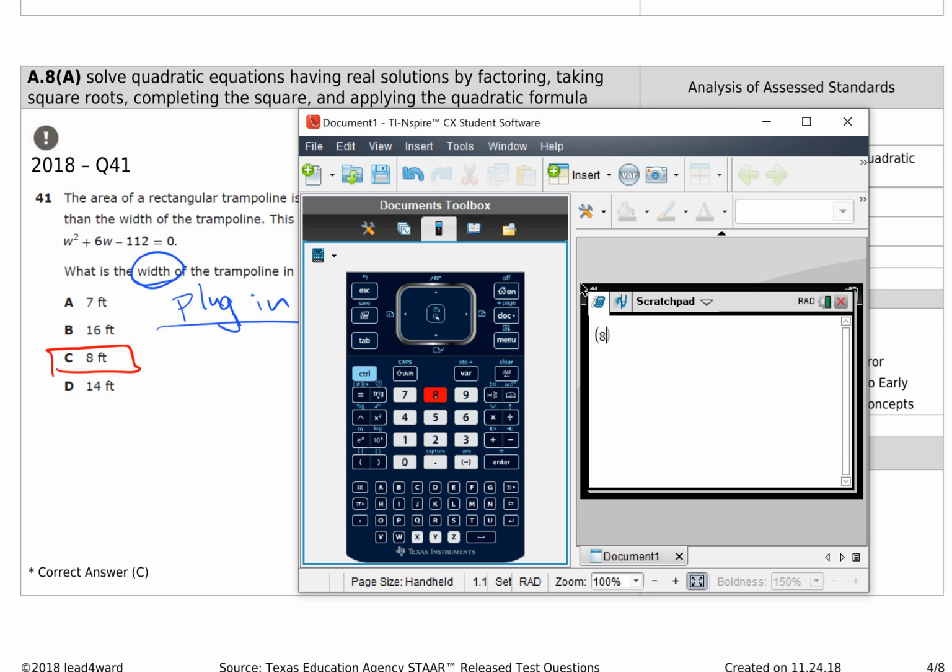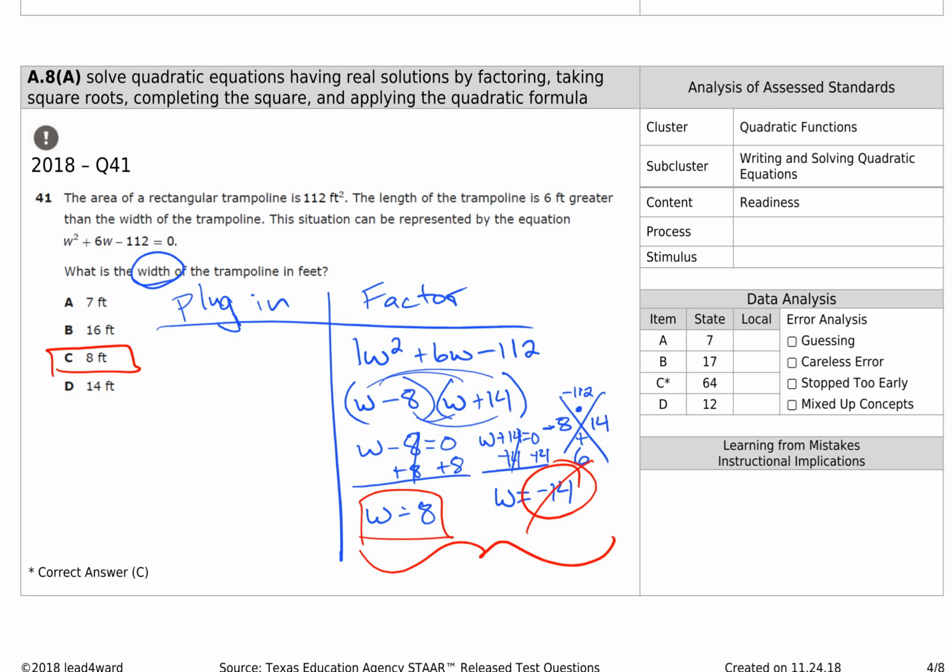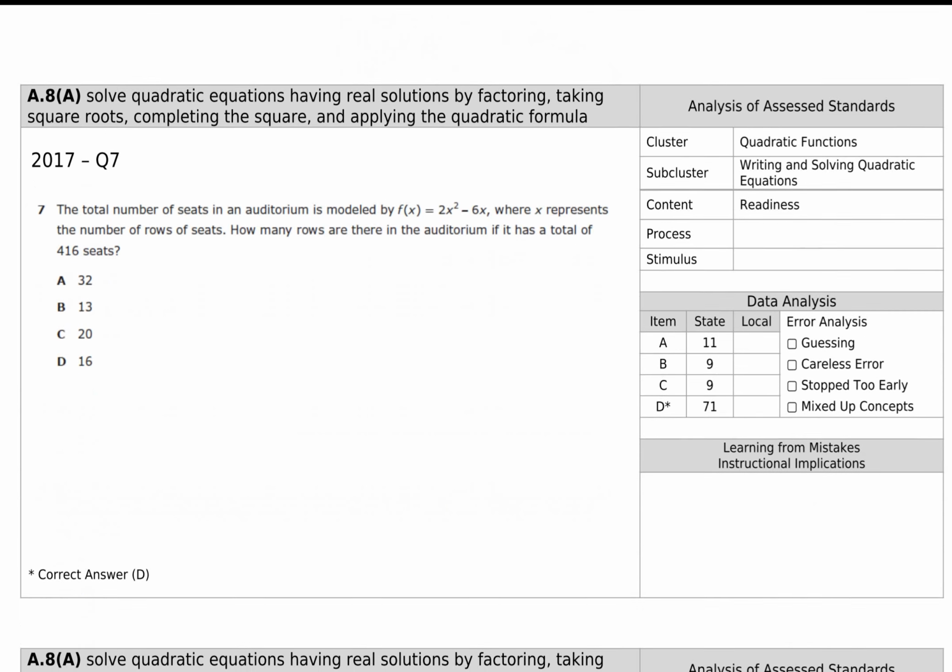So we have 8 squared. Every time I plug it in, I put parentheses, and then the equation goes plus 6w, but instead of the w, we'll put our answer, minus 112. So we wrote the equation, we hit enter, and it does indeed give us 0. If we were to plug in those other numbers in the equation, it would not work out. So plugging in the calculator also gives you the answer.